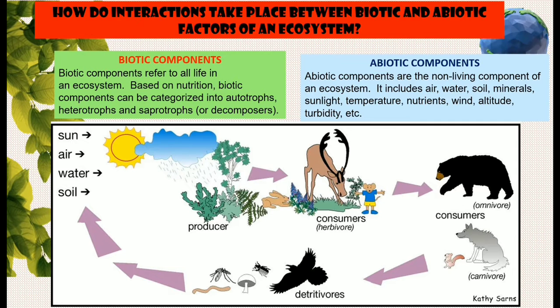So based on nutrition, biotic components can be categorized as autotrophs, heterotrophs, and saprotrophs or decomposers. ठीक है, you have learned about what are autotrophs, heterotrophs, and saprophytes, okay? And if you do not remember, we'll quickly revise that as well. Now, abiotic components include sunlight, temperature, nutrients, wind, minerals, water, air. These are all extremely important for all the living things as well. So everything goes hand in hand. Everybody is dependent upon each other, whether living or non-living.